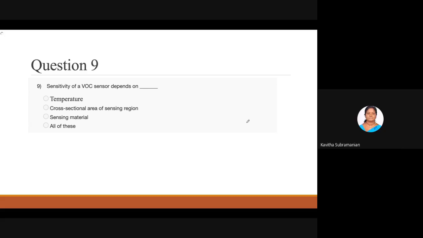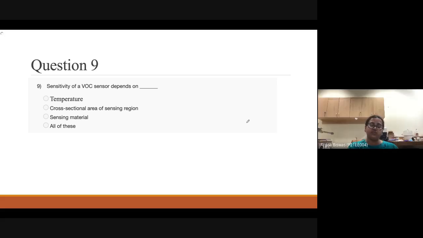I will go through it and check it, ma'am. When they have used the higher temperature, the response also increases. If you go through the lecture, you can clearly see there is a graph that they have shown. When they used the higher temperature, the response is also increased. So it depends on the temperature.